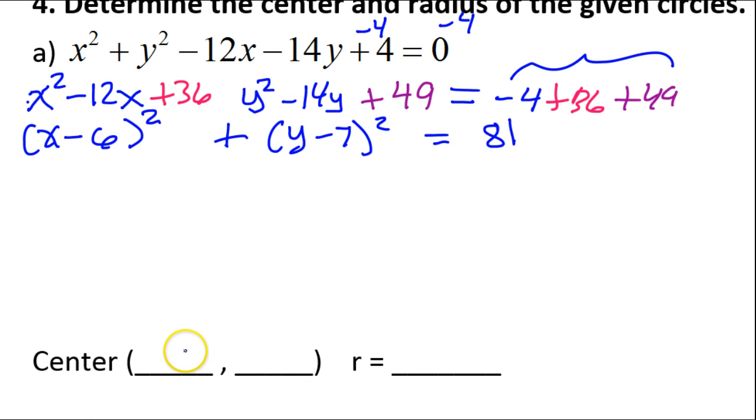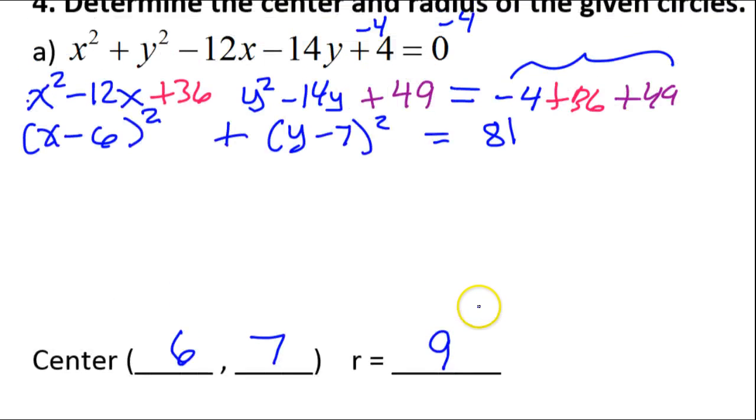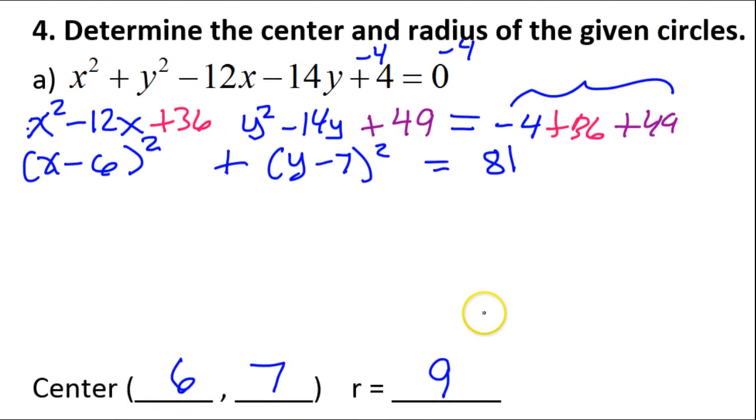So the center is 6, 7. It's the opposite of these. And the radius is 9. It's the square root of that. Any questions on part A?